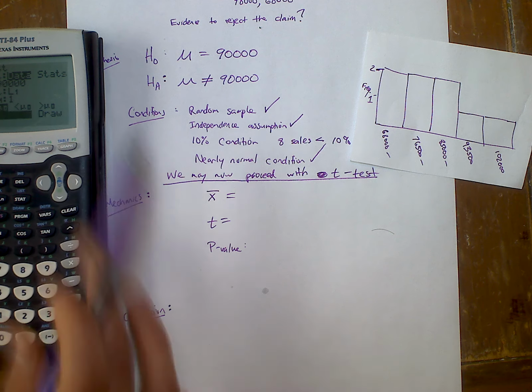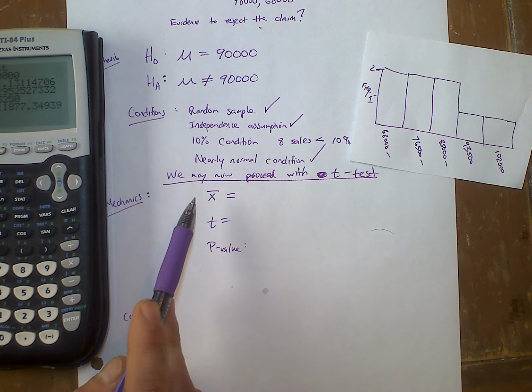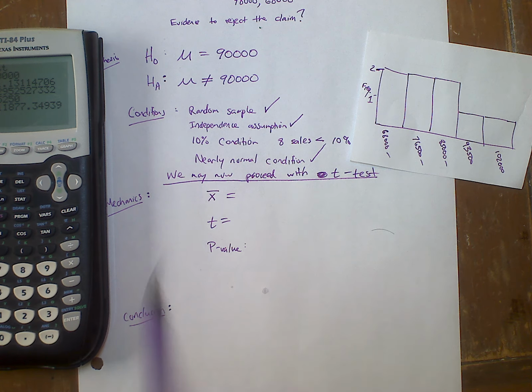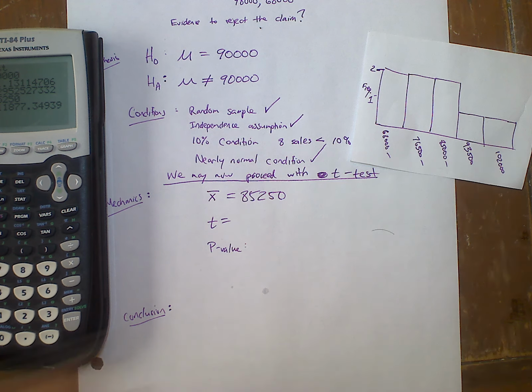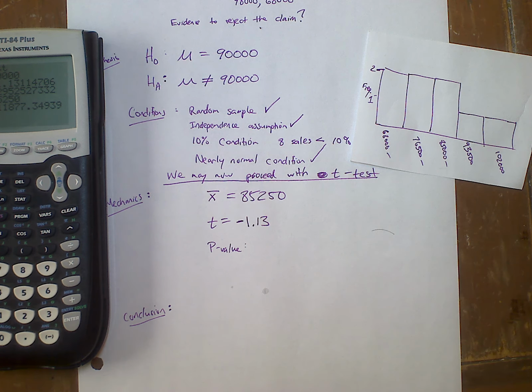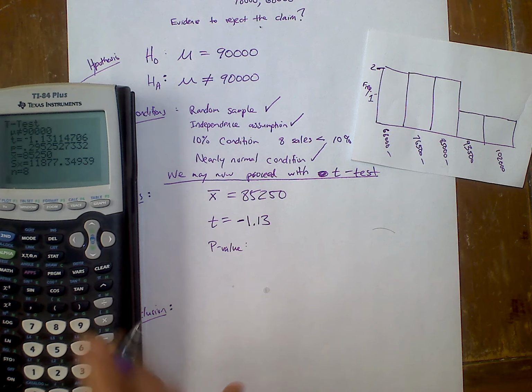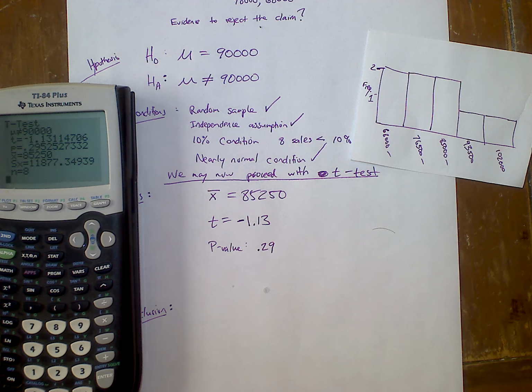And I can calculate. What do I need to record? The average sale price that I observed was 85,250. And this allows me to jump all the way, not to my z-score, but to my t-score. So that is negative 1.13. And my p-value is 29%, 0.29. We know that as a high p-value.